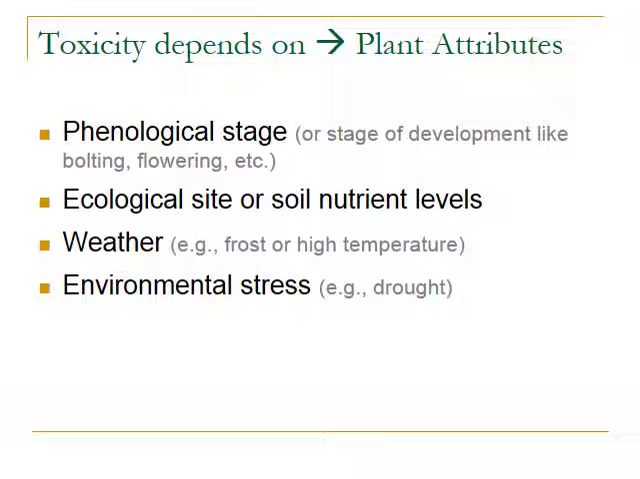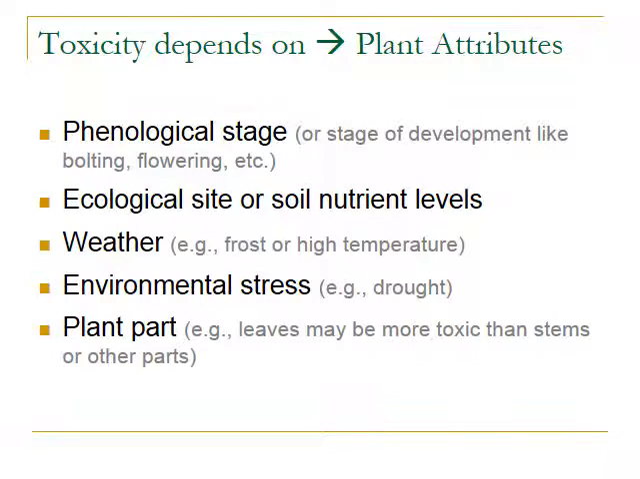Environmental stresses, we find plants that are toxic during drought, but not other times of the year. Also, if there's a wet spring, sometimes we'll have toxins that accumulate, whereas if it's a dry spring, they won't. So the environmental stress can influence whether toxins are created in the plant or not.